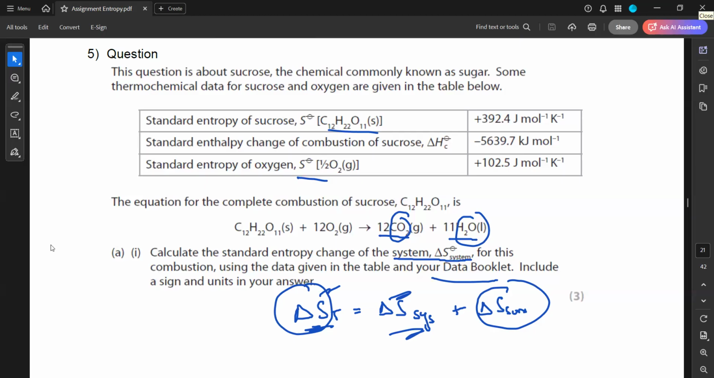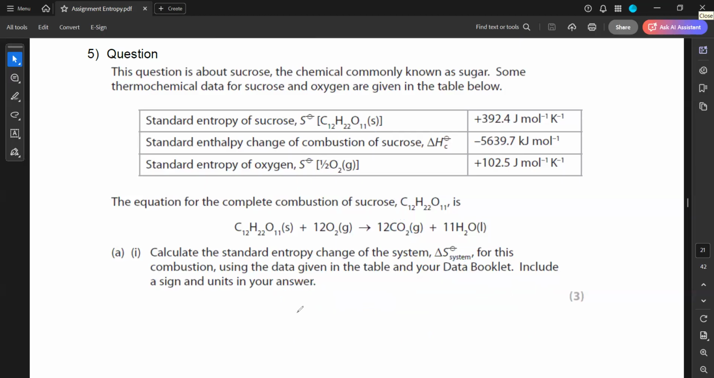So the formula which you will use whenever you need the entropy change for the system is the total standard entropy of the products minus the standard entropy of the reactants. Delta H is given to us in the question, for the combustion of sucrose.